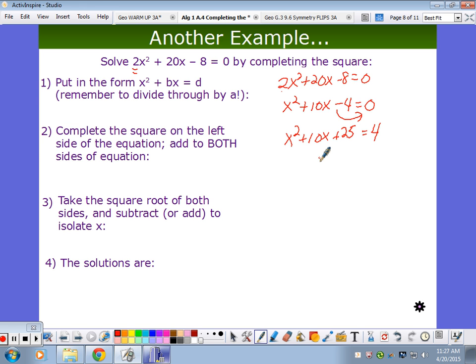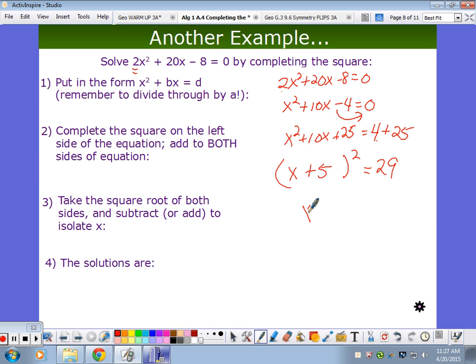I want to keep this equality. What has to happen? Go to the right. Add it on this side, right? You have to do it. You won't have an equation otherwise. Now I write this as my binomial squared: x plus 5 squared equals, adding these numbers, 29.